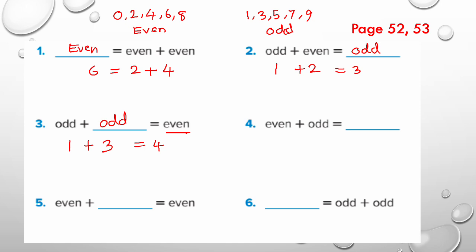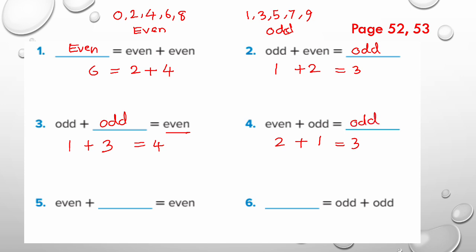Now here even number, so 2 is an even number, 1 is an odd number, 2 plus 1 equals 3. That means odd number. That means even number plus odd number will be always odd number.